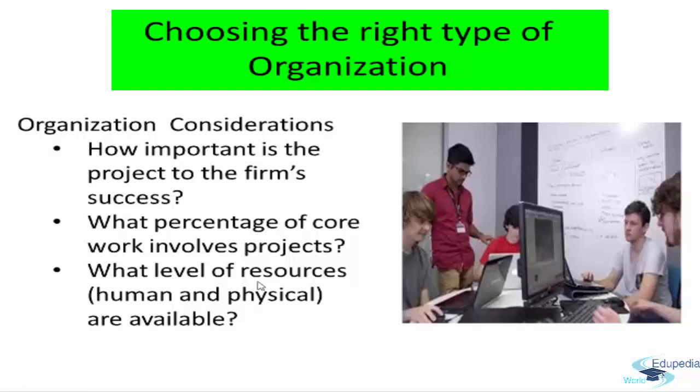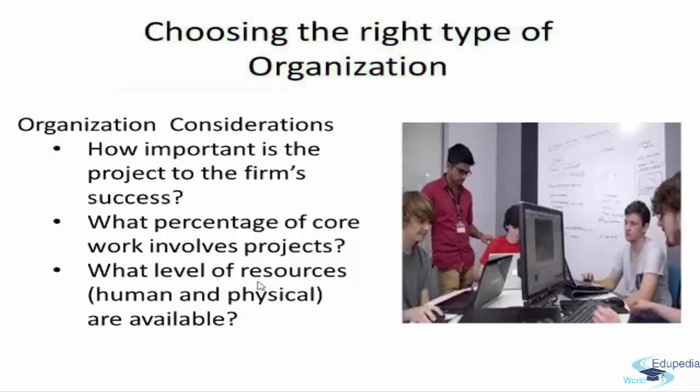And also, what are the types of resources, human and physical, available? You need to decide based on that. If you have more machines and instruments, in that sense you can go for a functional type of organization, where expertise in the people who run the machinery would be pretty important.